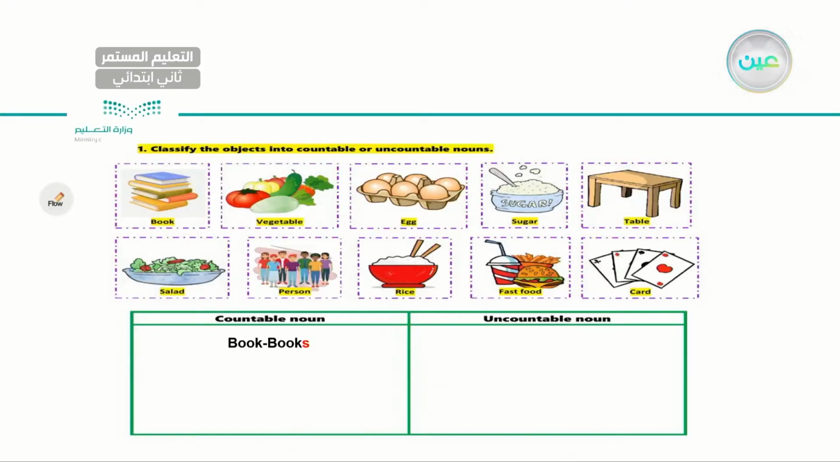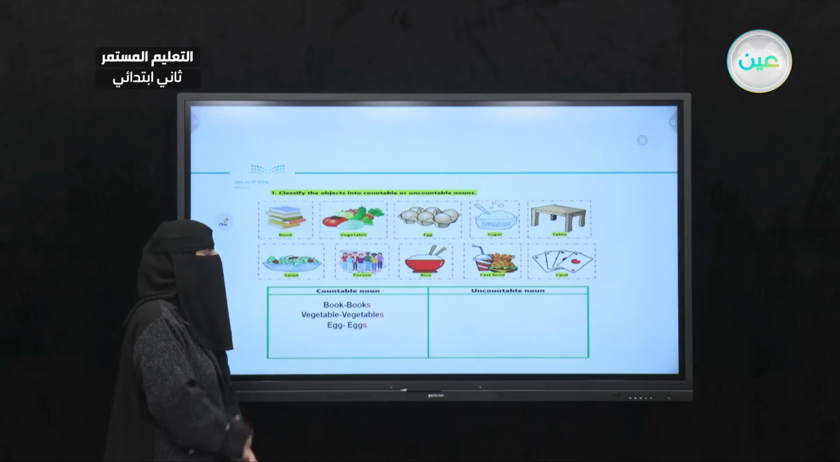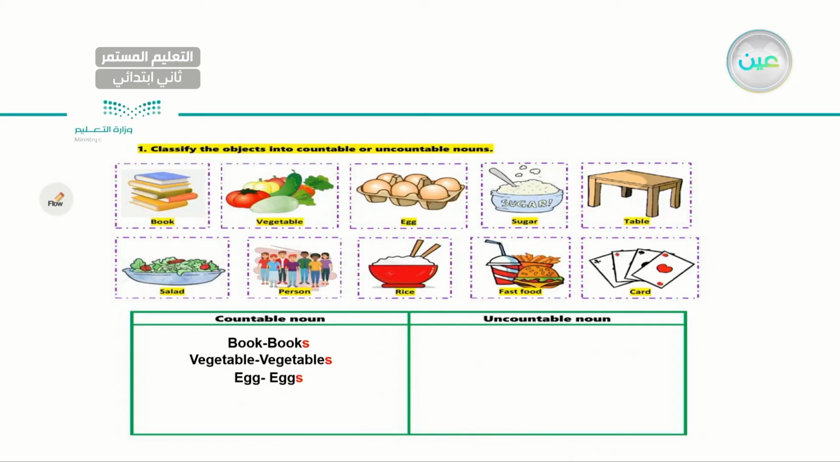How about vegetable? I have a cucumber, I have a tomato, a pumpkin. So vegetables are countable. Next one, I have eggs. Egg, 1, 2, 3, 4, 5, 6. I have 6 eggs. So eggs, they are countable nouns. Moving to the next picture, I have sugar. So can we count sugar? Can we add s to the sugar? We cannot do that. Almost impossible. So it's an uncountable noun.